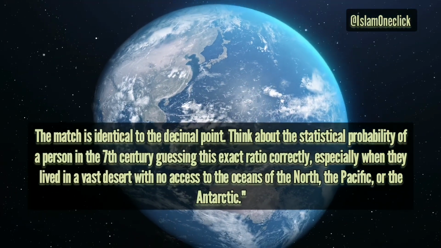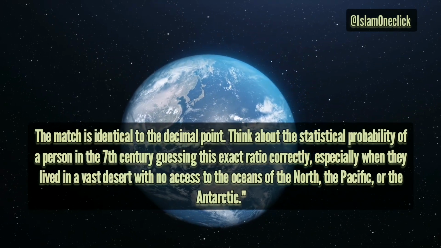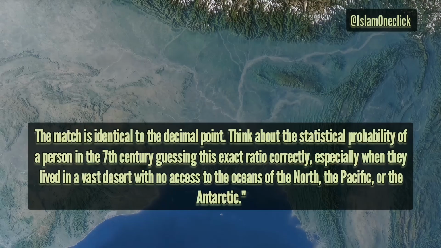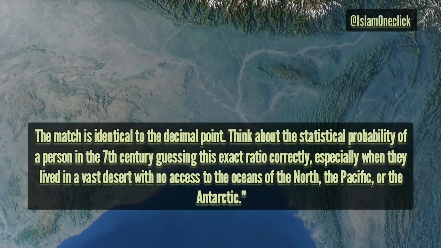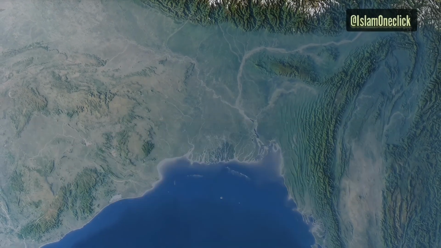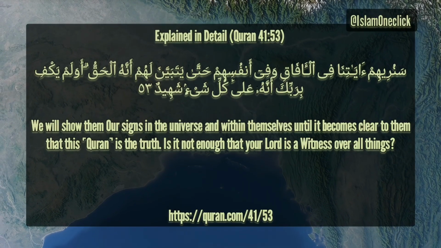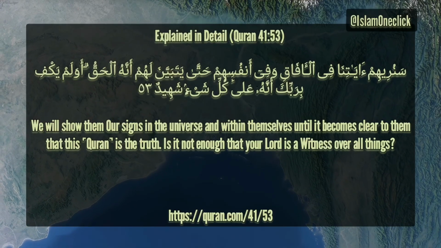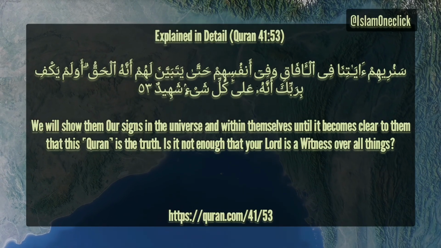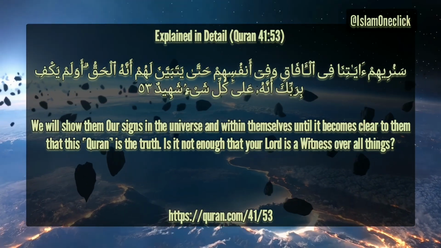Think about the statistical probability of a person in the 7th century guessing this exact ratio correctly, especially when they lived in a vast desert with no access to the oceans of the North, the Pacific, or the Antarctic. Explained in detail, Quran 41:53. We will show them our signs in the universe and within themselves until it becomes clear to them that this Quran is the truth. Is it not enough that your Lord is a witness over all things?